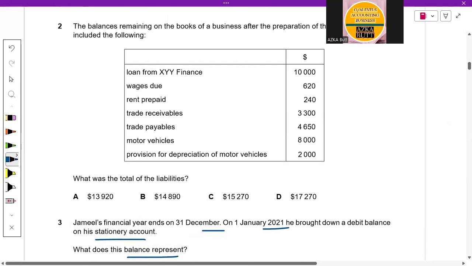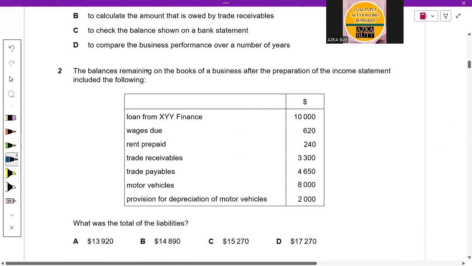Okay, now let's see question number 2. The balances remaining on the books of the business after the preparation of the income statement included the following. What was the total liabilities? So 10,000 is a liability.